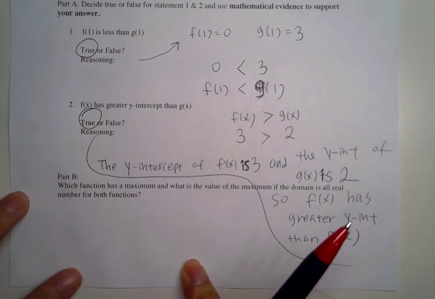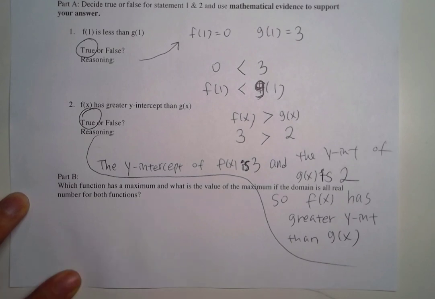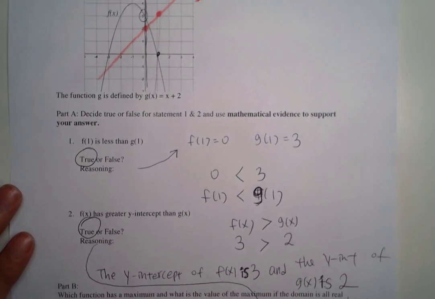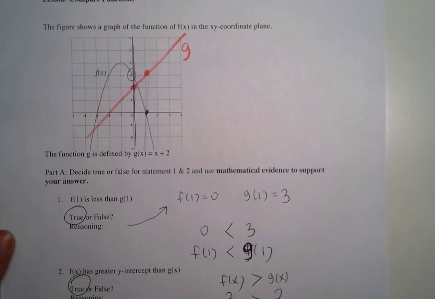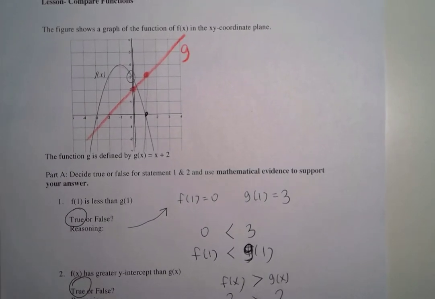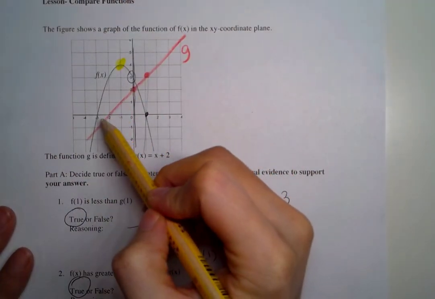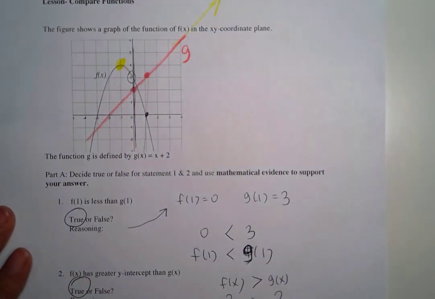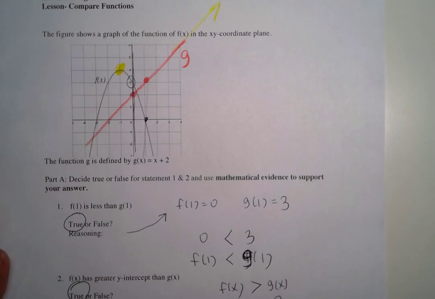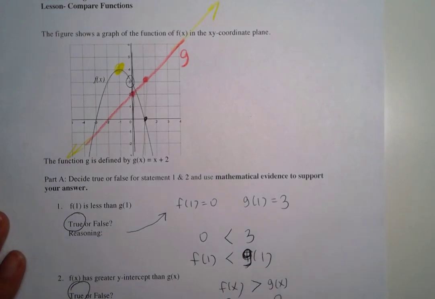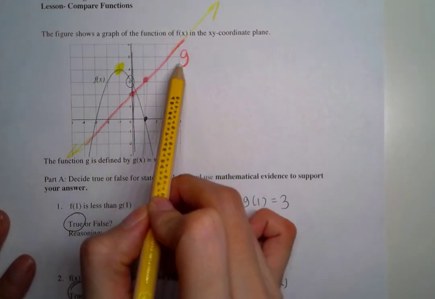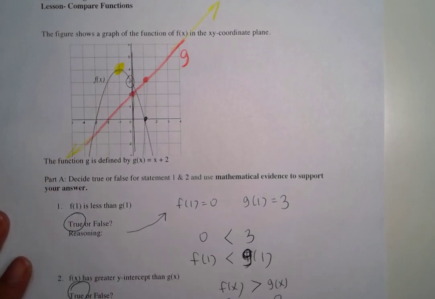And part B: which function has a maximum, and what is the value of the maximum if the domain is all real numbers for both? Let's look at the graph again, guys. Which one has a maximum? You know quadratic functions, so this one is your maximum. And look at this linear function. It just goes forever, so we don't know what the biggest number is, because it keeps getting bigger, to infinity. So g doesn't have a maximum, but f has the maximum.